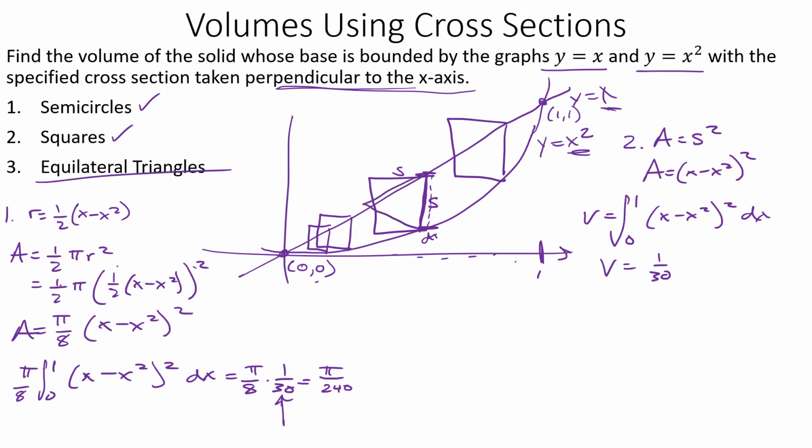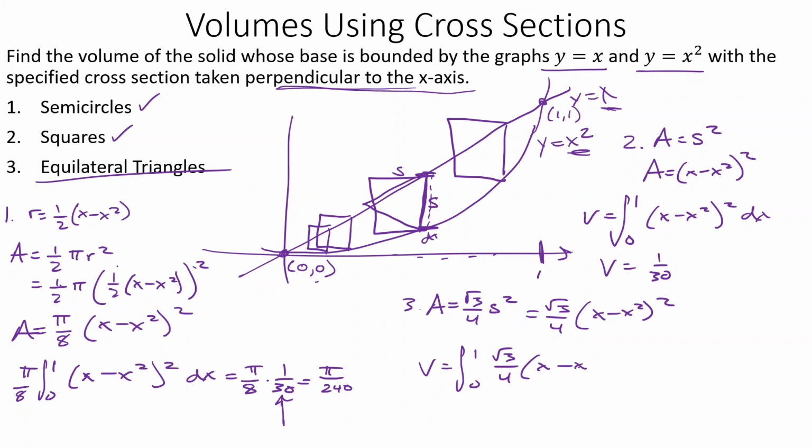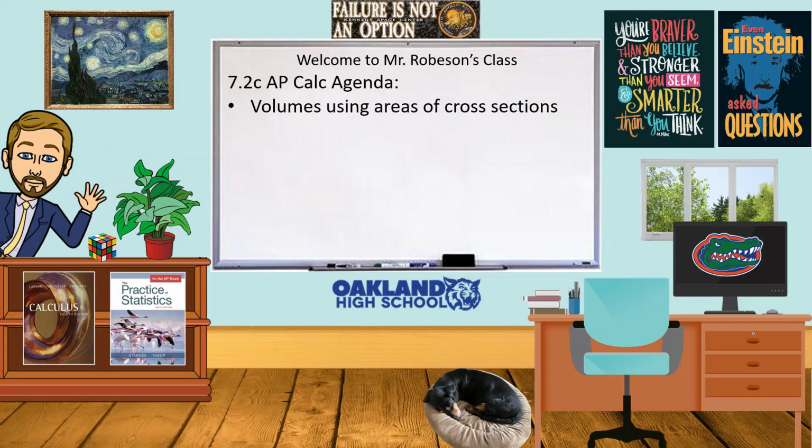And then finally, the equilateral triangles. Now we're going to come out with a triangle. Remember the area for an equilateral triangle is root 3 over 4 times the side squared. So we're going to get root 3 over 4 times (x - x²) squared. If we integrate that to get the volume from 0 to 1, we're really just pulling out the root 3 over 4, and the rest is exactly the same. So we get root 3 over 4 times 1 over 30. 4 times 30 is 120, so we get root 3 over 120 for our volume for the equilateral triangles.